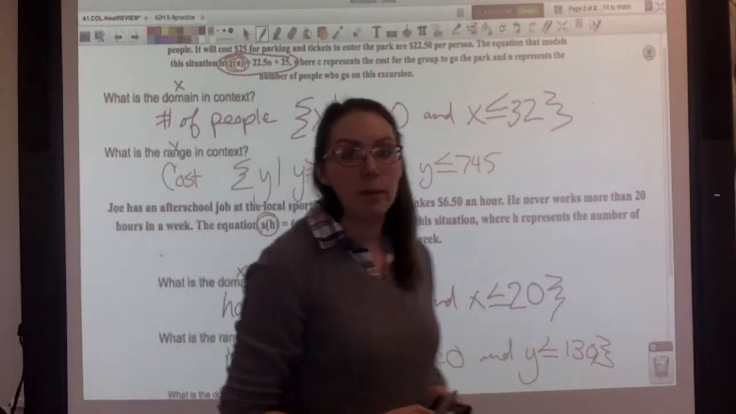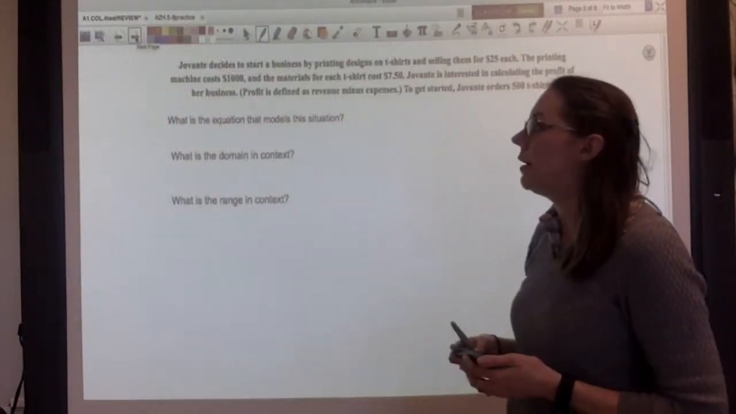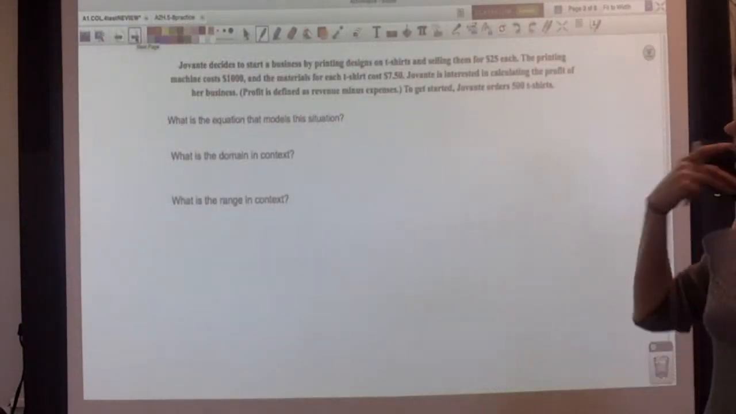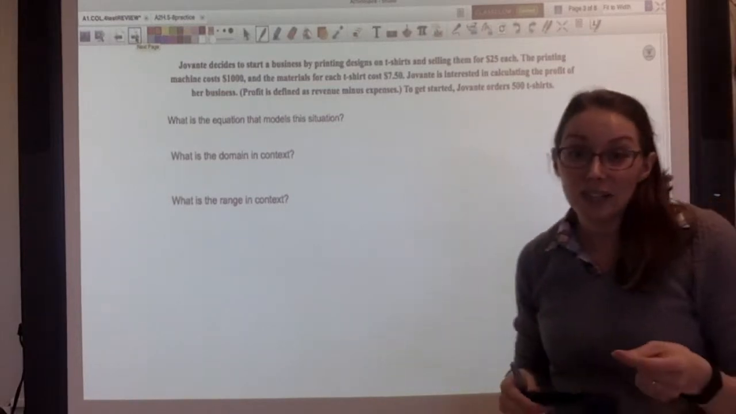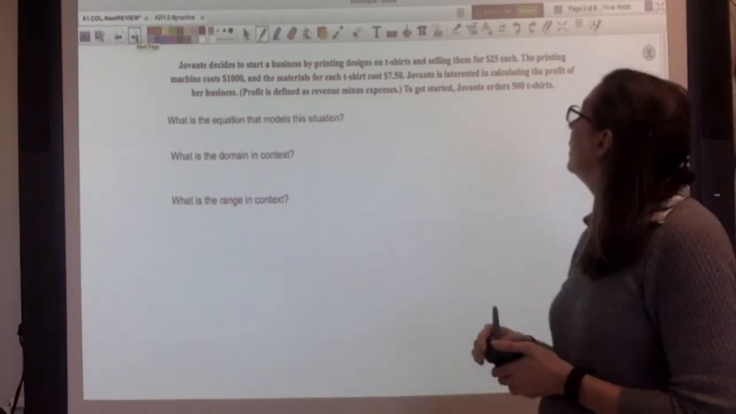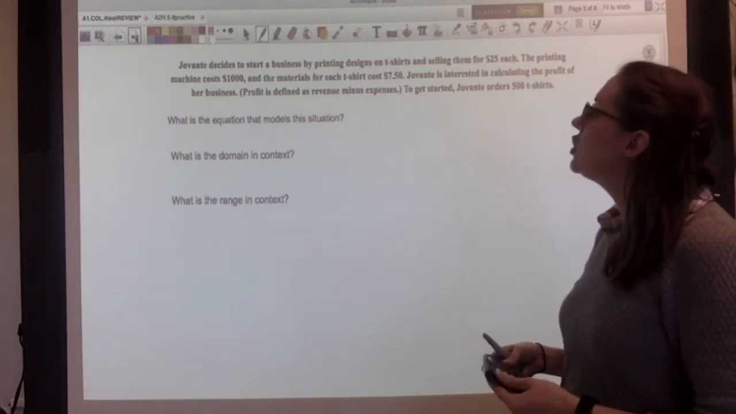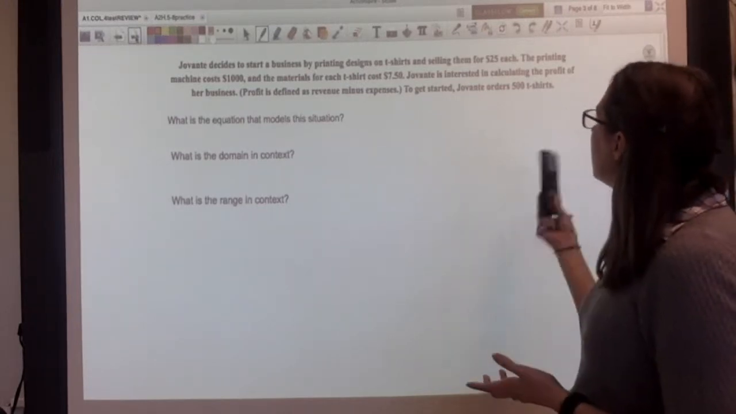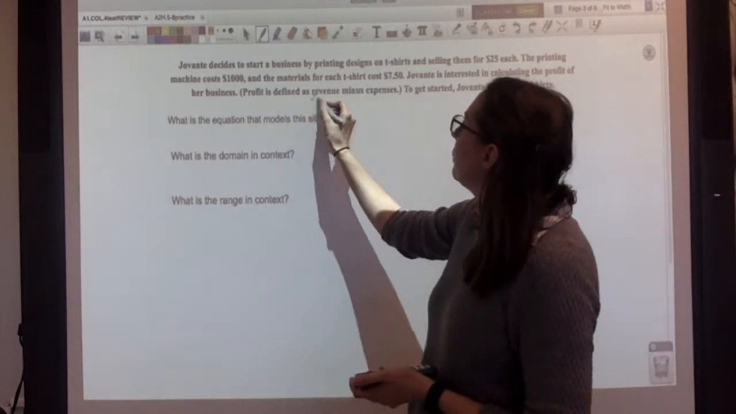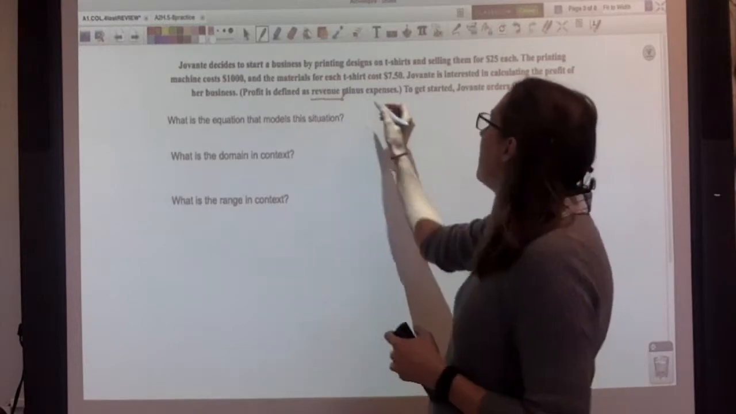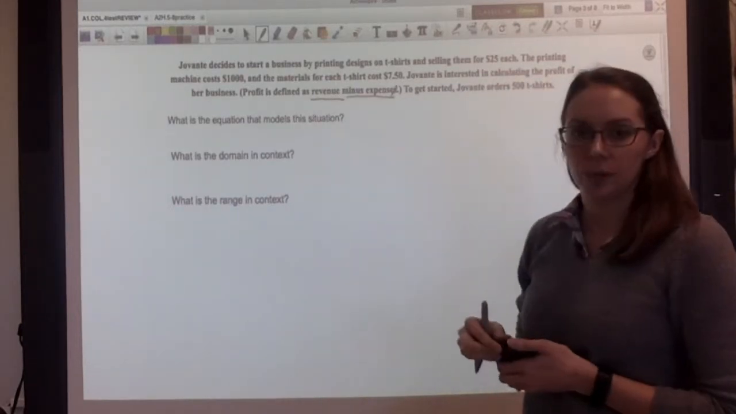Now this last problem is trickiest because they don't give you the equation. So let's take a look at that one. Levante decides to start a business by printing designs on shirts and selling them for $25 each. In fact, writing this equation is pretty challenging. The printing machine costs $1,000 and materials for each shirt cost $750. Levante is interested in calculating the profit of her business. Profit is defined as revenue, which is money coming in, minus expenses. To get started, she orders 500 t-shirts.